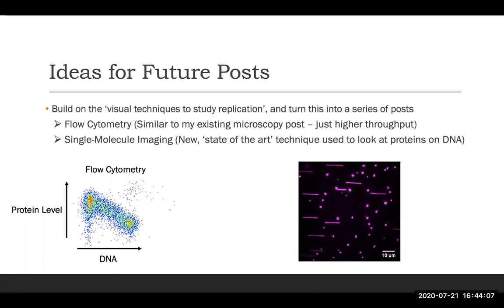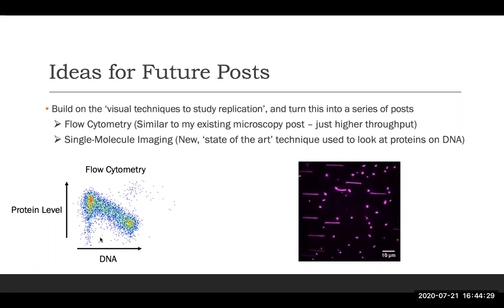So one is to build on this idea of showing off visual techniques we use in the lab. I thought 2 potential options are flow cytometry, which is the bottom left image here. The graph is fairly complicated at this point, but it's just an example. I'd need to properly think about how to present it properly.